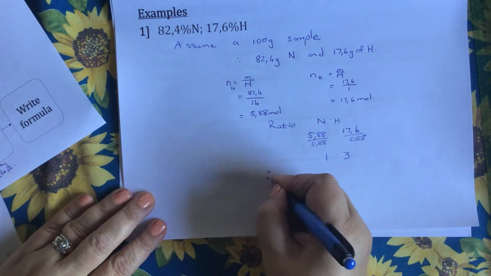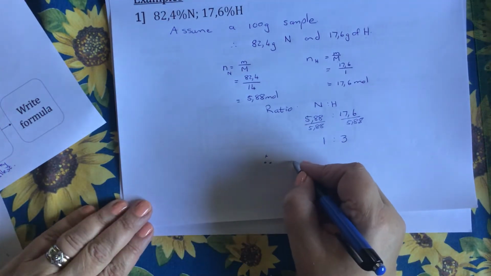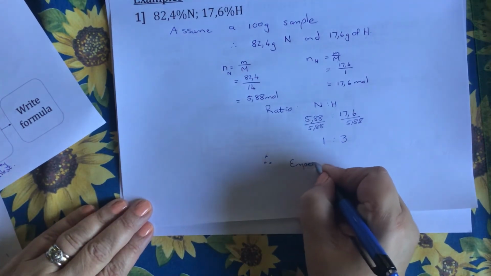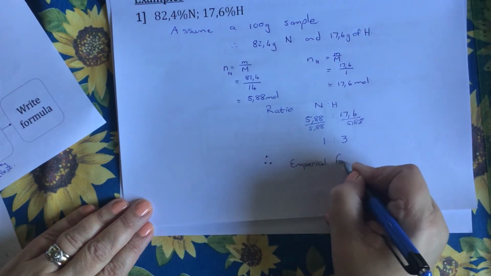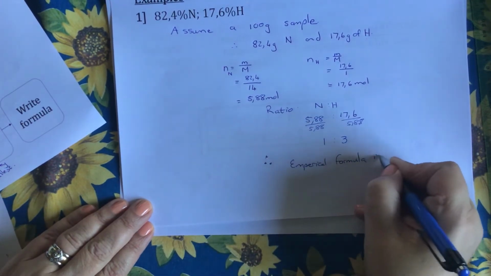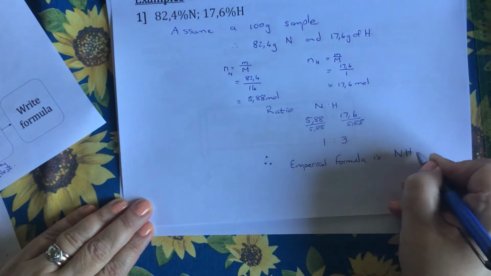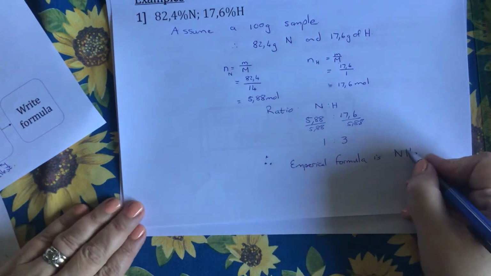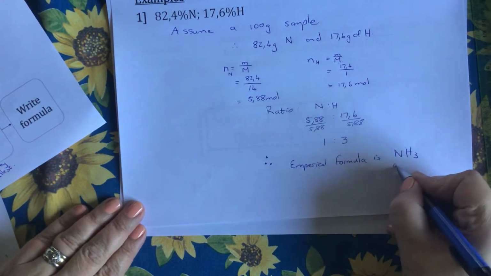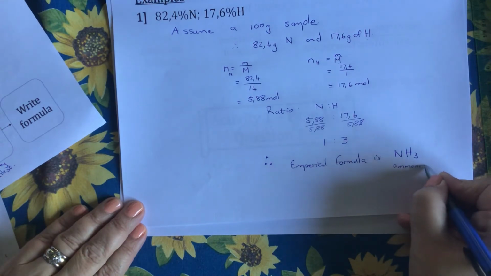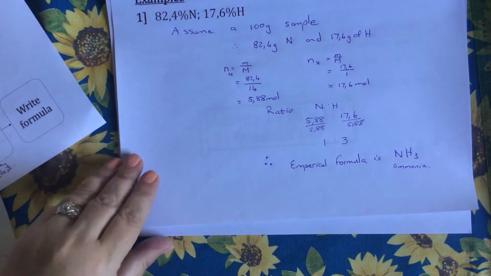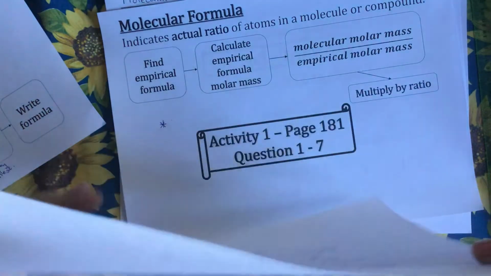So I can finalize my formula by saying that the empirical formula is NH3. And we know NH3 as ammonia. Right. Next example.